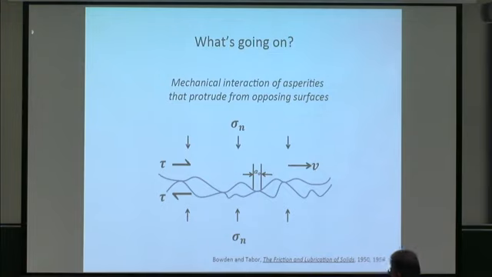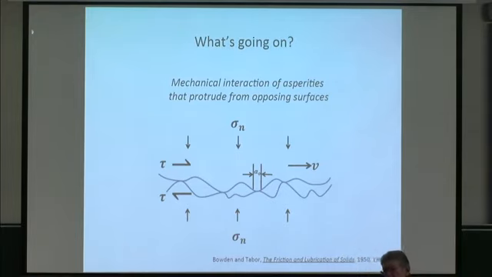What I ask you to imagine is what was imagined earlier by Bowden and Tabor, going back many, many years, where they consider the sliding interface not to be a mathematically flat interface, of course, but the interface to be characterized by asperities that protrude from the opposing interfaces, one then in contact with the other. And so it's contact mechanics here.